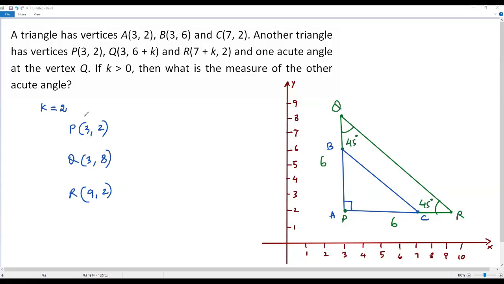Here we have a question. Since we have taken k equal to 2, we got the measure of the other acute angle in the triangle PQR as 45 degrees. What if I take k equal to 3 or k equal to 4, some other values? Whatever positive value we consider for k, here vertically and horizontally, the two sides of the triangle will be extended to the same length. So we will be getting the same result. Therefore, the measure of the other acute angle in the triangle PQR is 45 degrees.